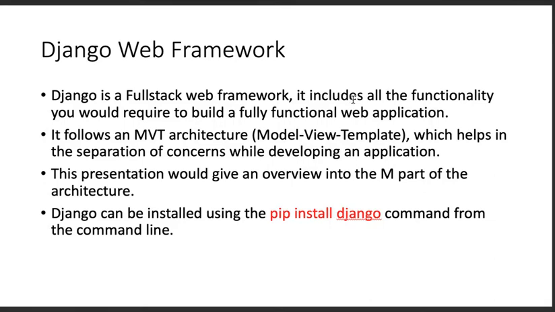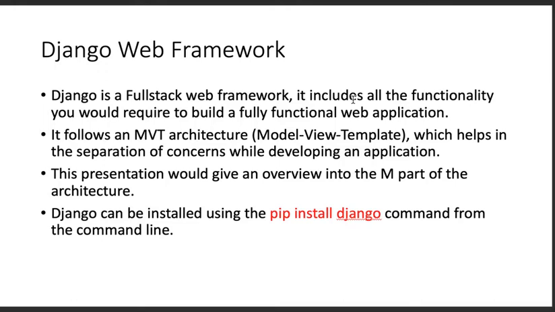So what's Django? Django is what you would describe as a full stack web framework because it includes all the functionality you need to build a fully functional web application. Now it differs from micro frameworks. An example of a micro framework is Flask. Flask doesn't come with everything that you need. Sometimes if you're trying to build a Flask application, you need to include several different libraries to accomplish different tasks. But Django comes with all batteries included.